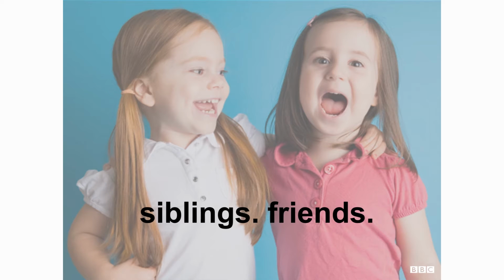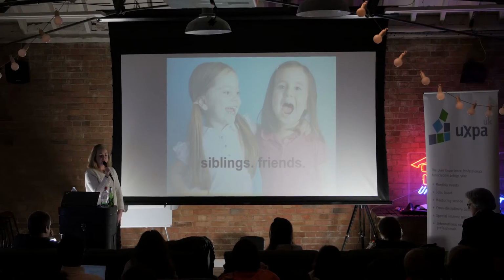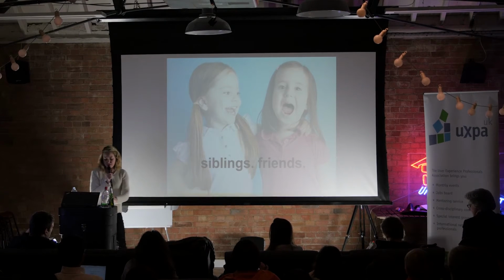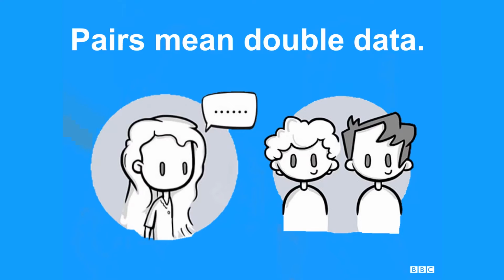Siblings and friends. So when we are doing user testing, we will use an agency to do the recruitment, and we'll often ask for friendship pairs or we'll ask for siblings. And why we do that is, well, A, it means double the data, which is great, but it's really interesting. So coming back to the comfort thing, kids feel more comfortable when there's another child there.